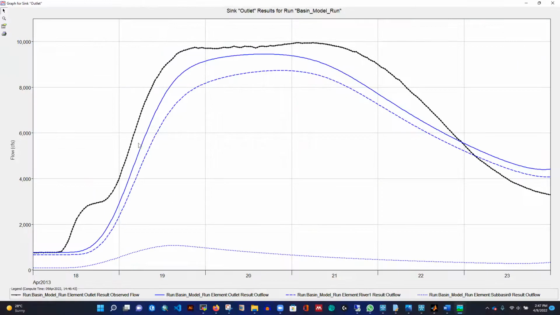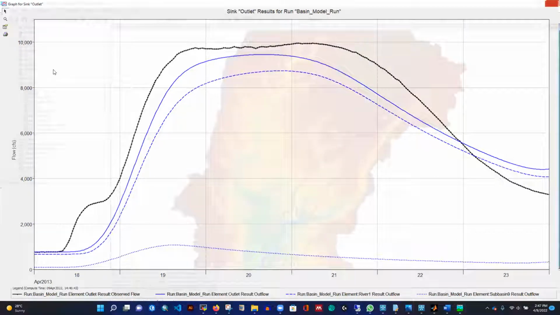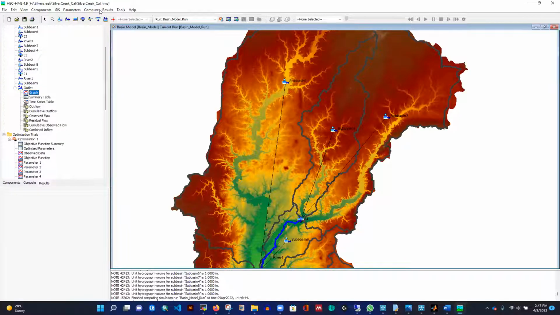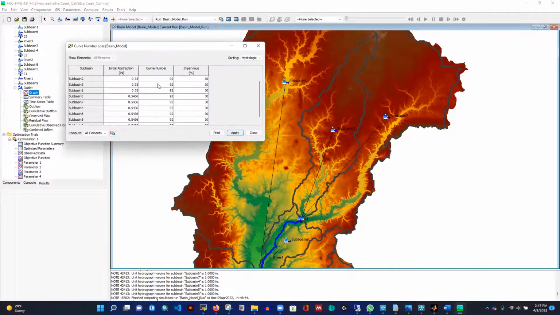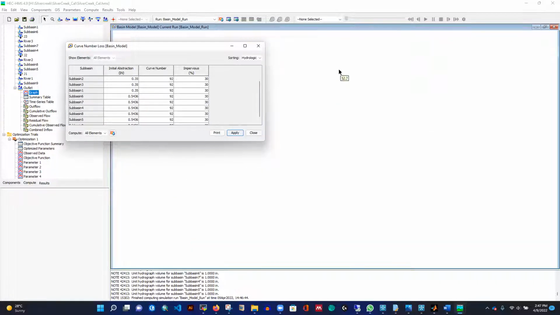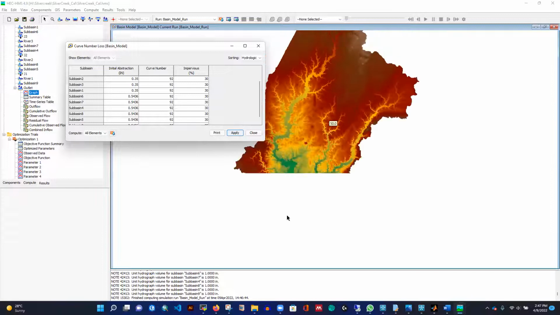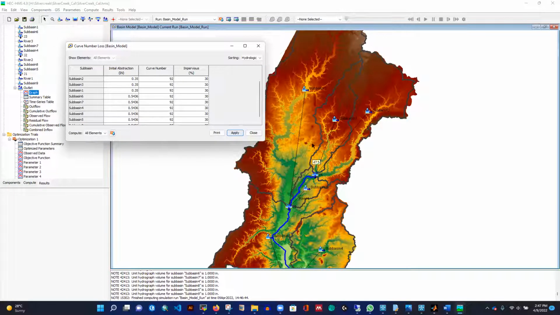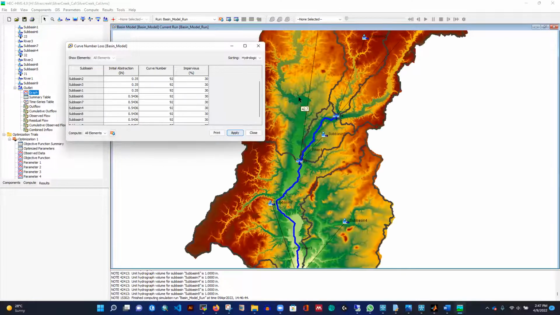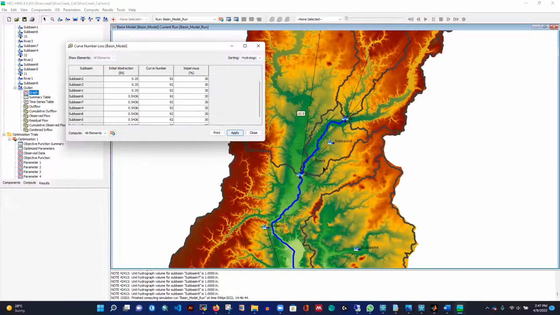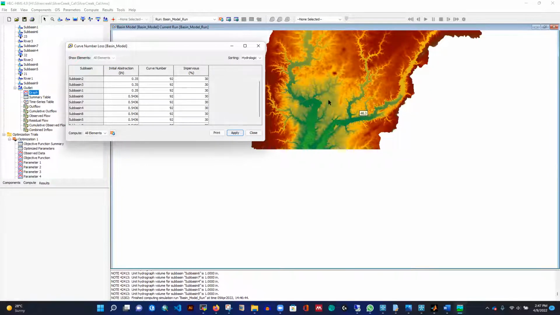So what you have to keep in mind is that at the same time you have to capture the peak and you have to capture the volume as well. So we can even reduce that a little bit and go to parameter loss, and instead of reducing the 6, this is the middle one, I can even reduce this one that is close to my outlet.